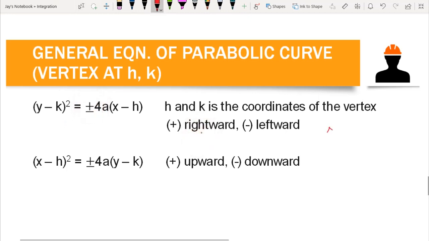So, for example, in this case, this is the vertex, and the vertex has a coordinate of (h, k), correct? And this is rightward, so therefore, it is a positive parabolic equation. Now, if it is leftward, then it has a negative parabolic equation. That's the reason why I put positive or negative here, depending on the orientation of our parabolic curve.